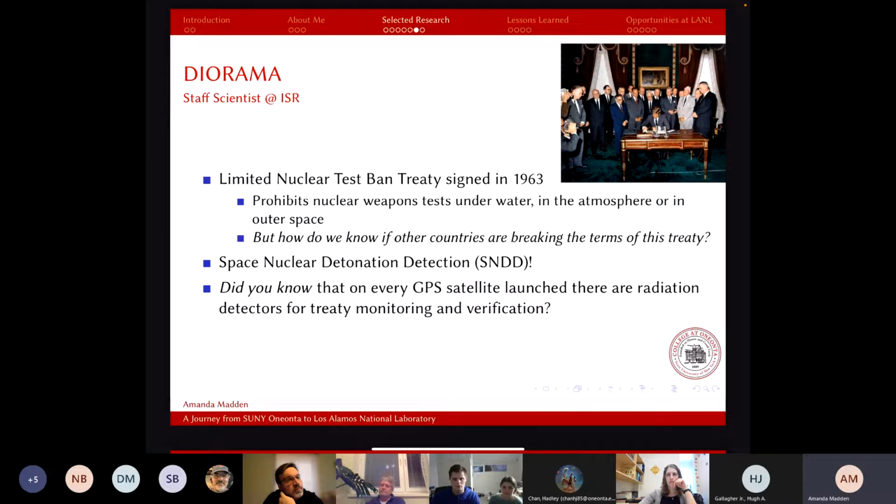Well, great, we've got this treaty, but how do we know if other countries are breaking the terms of this treaty? Well, we've got this program called Space Nuclear Detonation Detection, or SNDD. And fun fact, every GPS satellite that has launched from the US has radiation detectors for treaty monitoring and verification. So we have the ability from space to determine if countries are adhering to the Limited Nuclear Test Ban Treaty. So I think that's pretty cool.